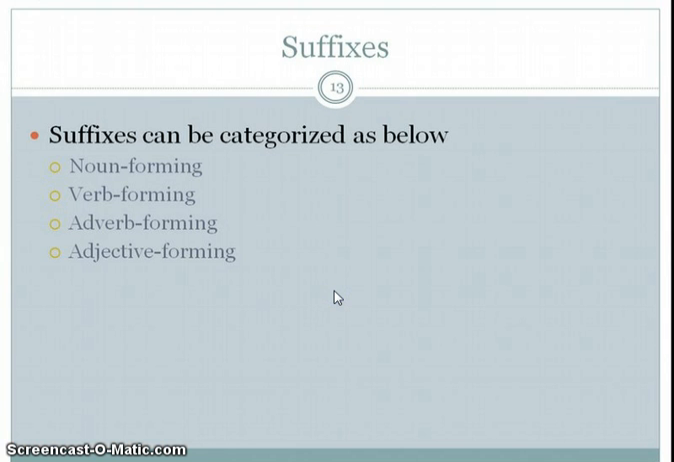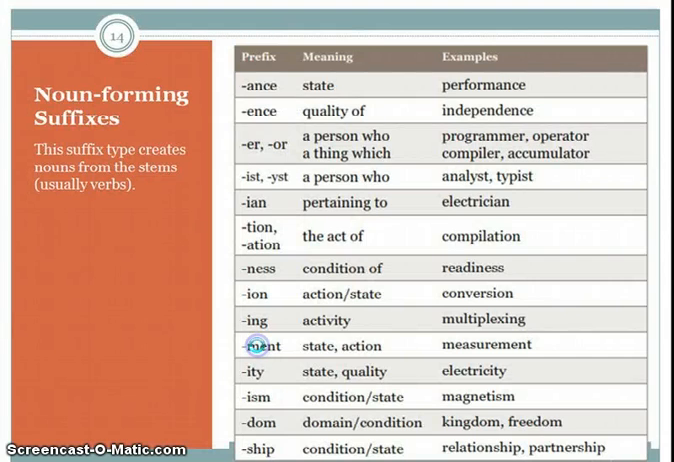Now let's take a look at suffixes. Suffixes are different because they change the grammar of the word. They can make it a noun or a verb or an adverb or an adjective. Let's take a look and see how this works.